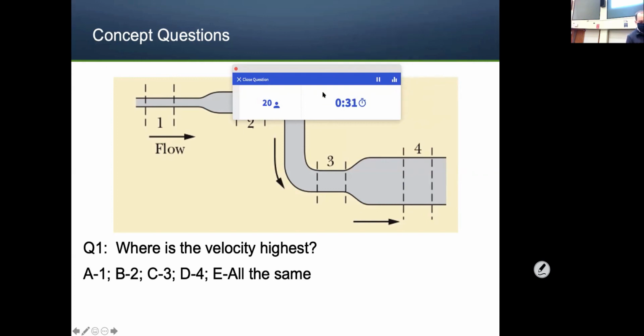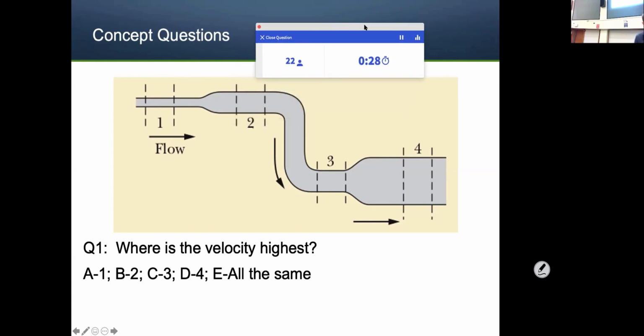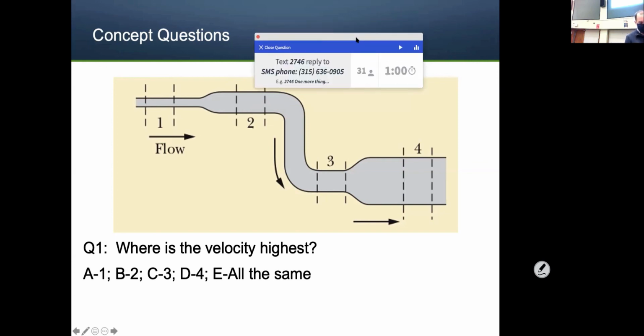30 seconds left. Which pipe section has the highest velocity? 20 seconds left. It's hard to scratch your chin with a mask. Doesn't work as well. 10 seconds left. Again, the points don't matter, and the questions are real though, so it's useful to know where you stand.